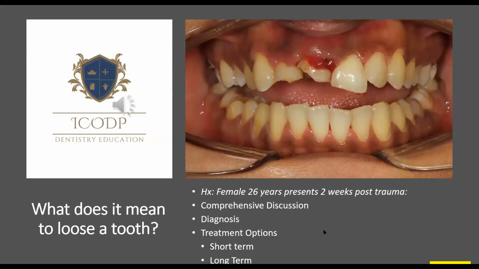Here's a female patient presenting with 2 fractures, as you see, 2 weeks post-trauma. We're going to do a comprehensive discussion of this topic. We're going to discuss how we achieve diagnosis. The most important thing about achieving diagnosis is what tests we require. And we're not going to talk only from the dental point of view. We're going to look at other aspects of the patient, as a holistic approach. And we'll talk about treatment options, both short-term and long-term goals.